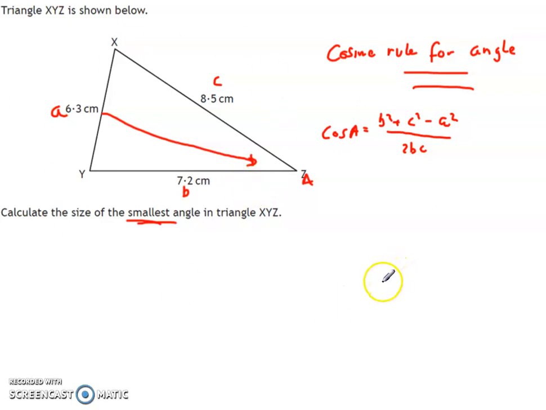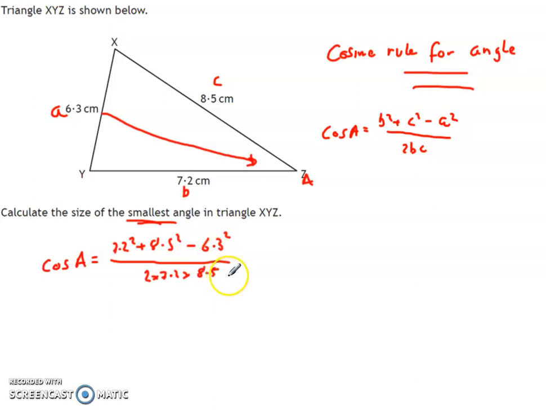Once I've got all the information labelled, I can put it in the formula. So what I know then is that cos A is equal to b squared plus c squared, so 7.2 squared plus 8.5 squared, take away a squared, which is take away 6.3 squared. It's all over 2bc, so it's all over 2 times 7.2 times 8.5. Once I've got that, I can then plug it into the calculator. So plugging all this into the calculator, what we end up getting is 211 over 306.